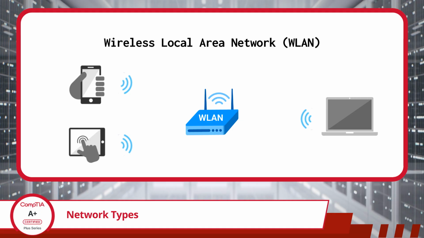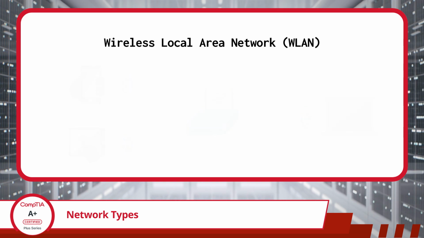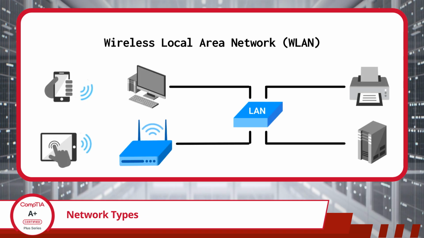Speaking of wireless, we also have WLAN networks. WLAN stands for Wireless Local Area Network. A WLAN is similar to a LAN, but the key difference is the use of wireless technology for connectivity. Instead of relying on physical cables, WLANs use wireless signals, such as Wi-Fi, to connect devices within a localized area. A WLAN may also be connected to a LAN. In this way, a WLAN can extend a LAN by providing a method for wireless devices to connect to and share resources with the wired LAN network.